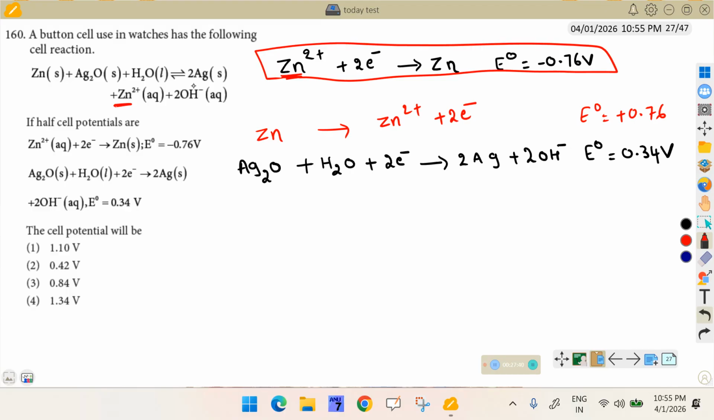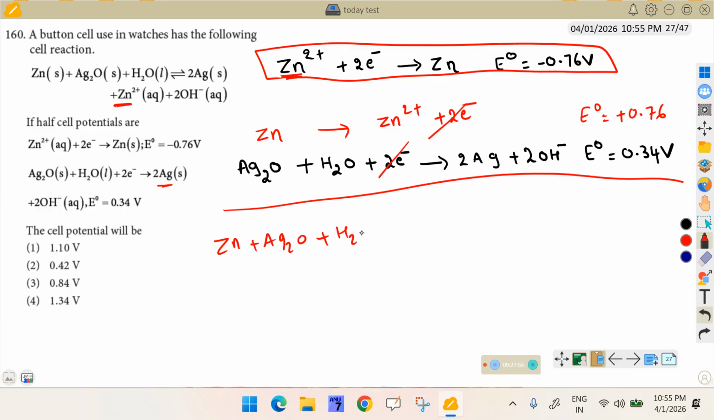2Ag is the product. Here also 2Ag is the product. Now add these two equations. 2 electrons get cancelled. Remaining, the final equation is obtained. Zn plus Ag2O plus H2O gives rise to Zn2+ plus 2Ag plus 2OH-. Add the value, then you will get 1.10 volts. First option correct.